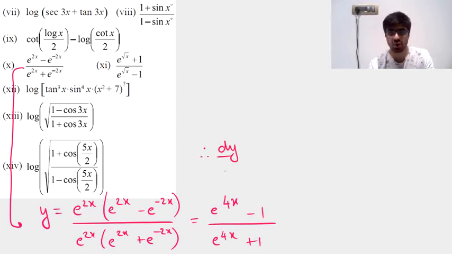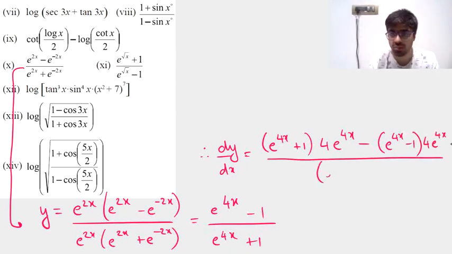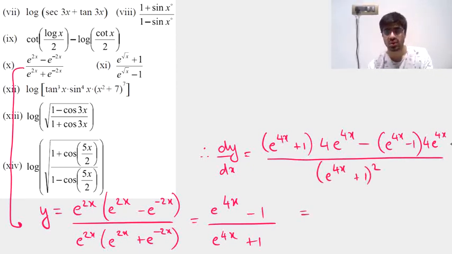So dy by dx will now be v into the derivative of u, that is 4 e power 4x, minus u into the derivative of v, which is again 4 e power 4x, the whole divided by (e power 4x plus 1) the whole square. So now you can pull out 4 e power 4x common, then (e power 4x plus 1) minus of the full thing, that will be minus e power 4x, minus of minus making it plus 1.